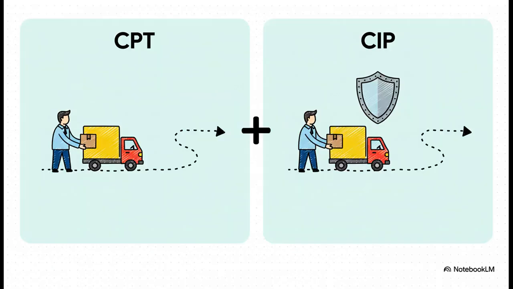And you can probably guess what's coming next. Just like CIF adds insurance to CFR, CIP adds insurance to CPT. It stands for Carriage and Insurance Paid To. The rules are the same, but with CIP, the seller has to pony up for a really good insurance policy to cover the buyer's cargo.